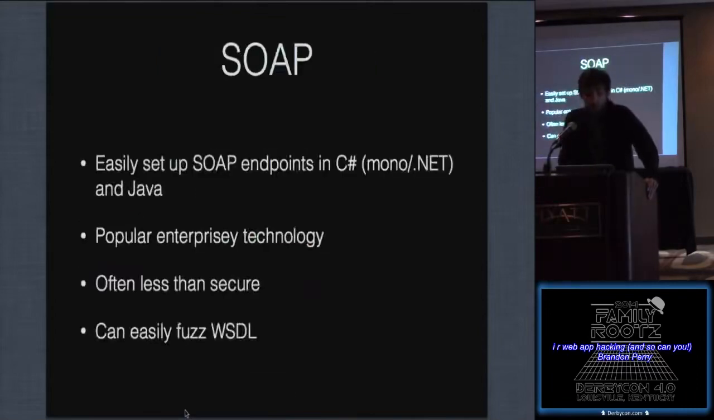So that's going to be SOAP, which is a really popular thing. You can write it in C#. The thing that I'm going to demo here is written in C#. It runs on Linux through Mono. It's a popular enterprise technology, and you can easily fuzz WSDLs. WSDLs are XML documents that describe everything about what's going to happen on that endpoint.